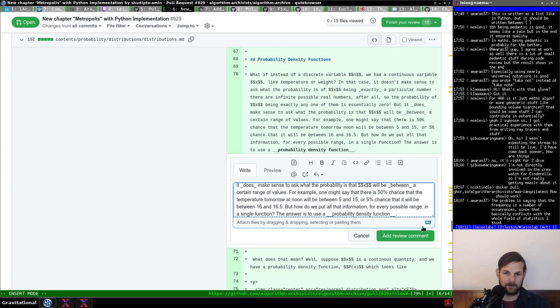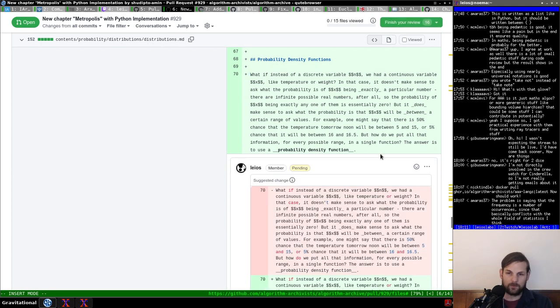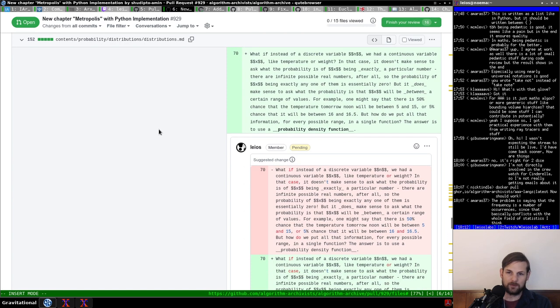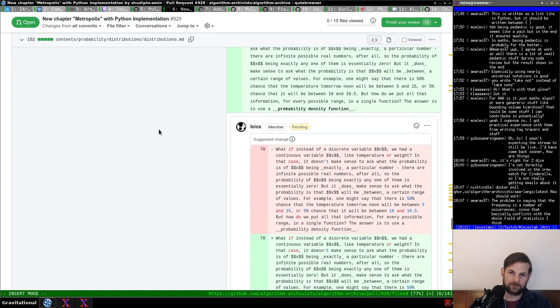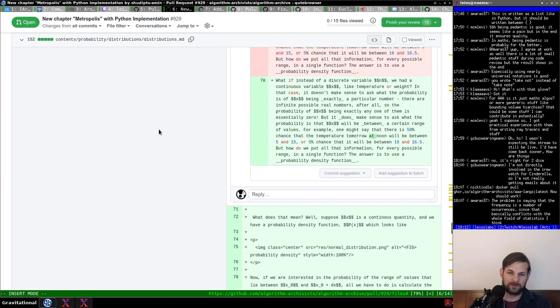For example, one might say that there is a 50% chance, or 5% chance that it will be between 16 and 16.5. But how do we put all that information for every possible range in a single function? The answer is to use a probability density function.